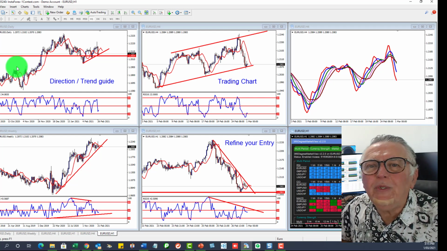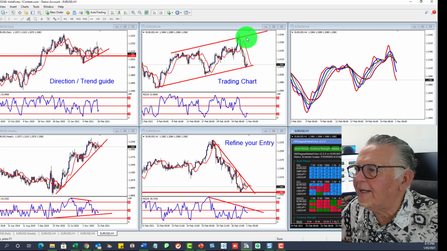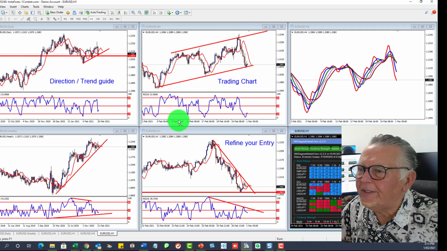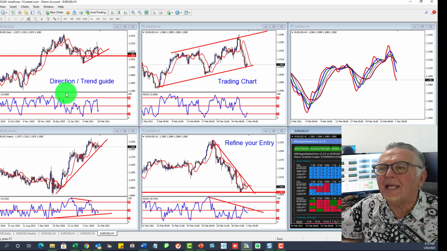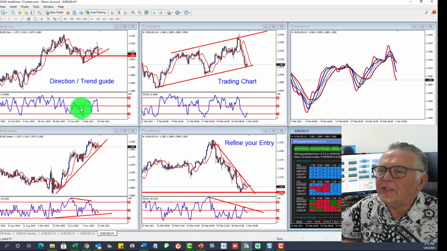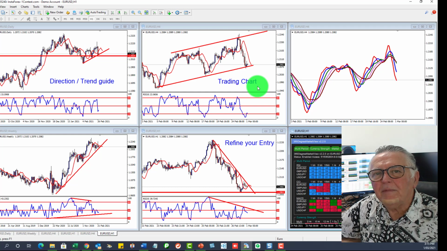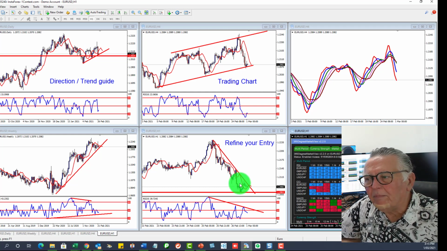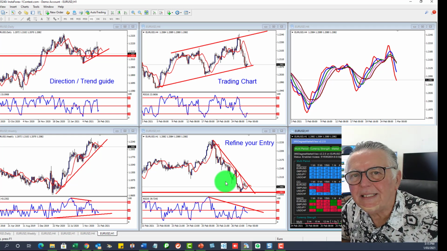And it doesn't matter which system you're using. I'm just using the RSI, trend line, moving average type of system here to illustrate this. But you could use any type of system, as long as you're using the one above as your trend and direction guide, the one in the middle as your trading chart, and the one below to refine your entry. That's the philosophy of this setup and this particular technique.